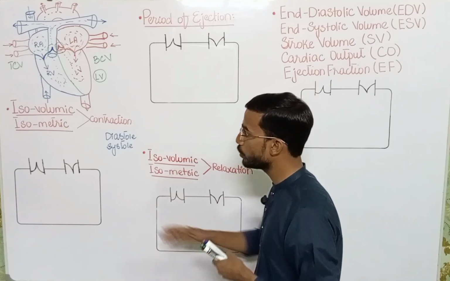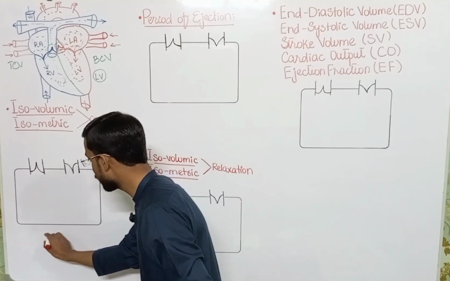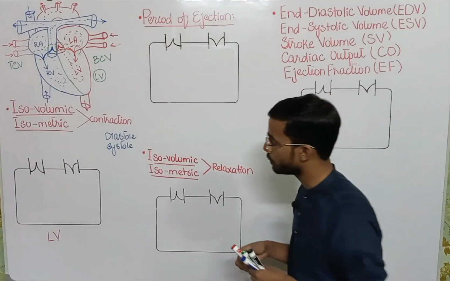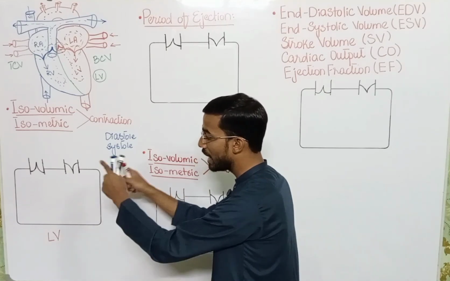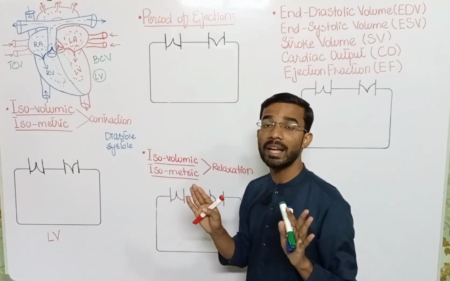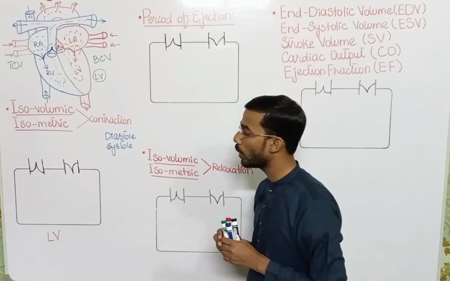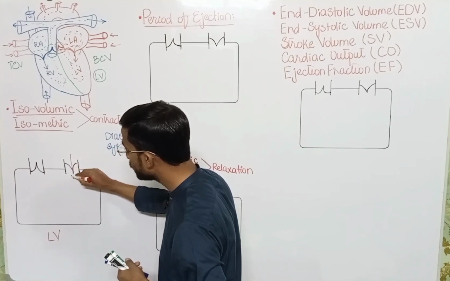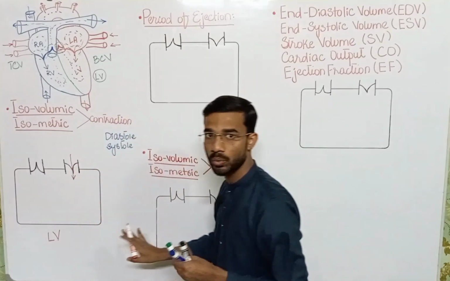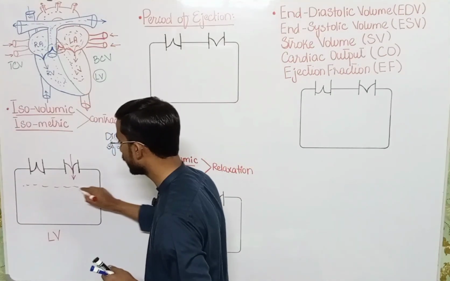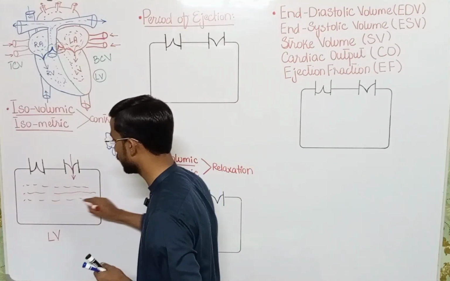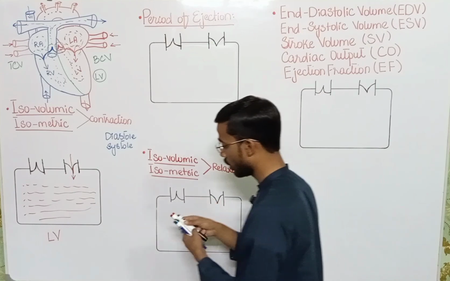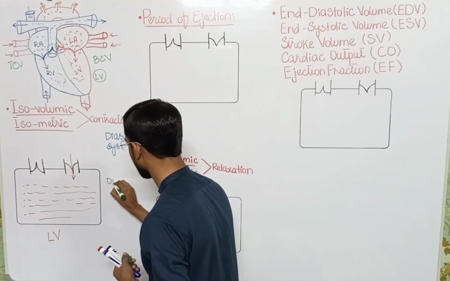Now we will discuss specifically the left ventricle. When the left ventricle is relaxed, in the diastole state, what will happen? The blood through the bicuspid valve enters into the left ventricle and starts filling the left ventricle. So this is the case. When the left ventricle is in what state? Diastolic state.